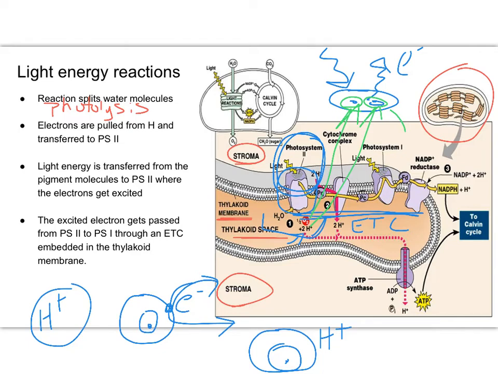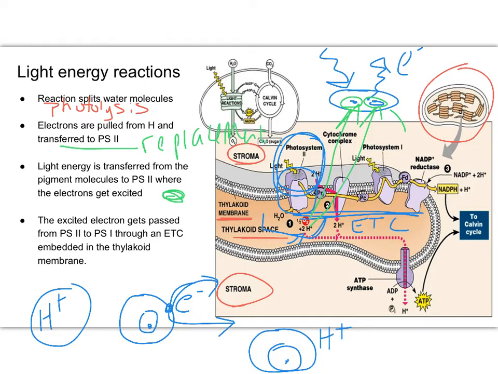So that's what it means here in this second bullet point, where it says light energy is transferred from the pigment molecule to photosystem 2, where the electrons get excited. So the light energy hits photosystem 2. The electrons there get all excited and they jump up, and they leave. They get so excited that they leave, but now I have to replace them. And so I replace them with the electrons that were pulled from the hydrogen. So these are my replacement electrons that go into photosystem 2.